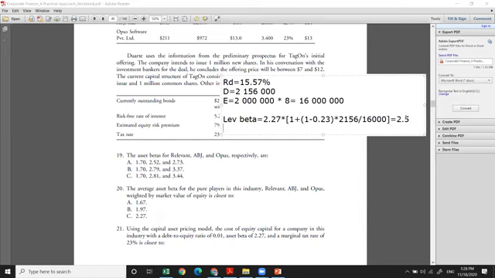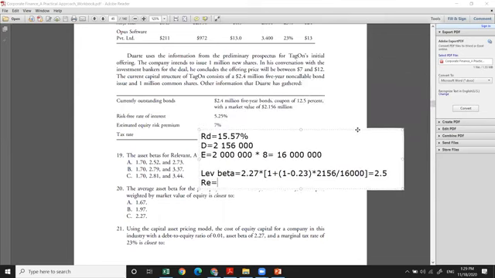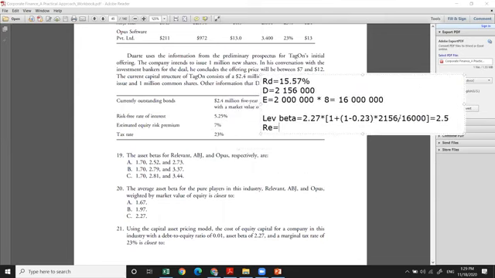Once we found the levered beta, now we need to find the cost of equity. My cost of equity using the CAPM model is the risk-free rate plus beta times equity risk premium, which is 7%. As you can see, 7% equity risk premium.